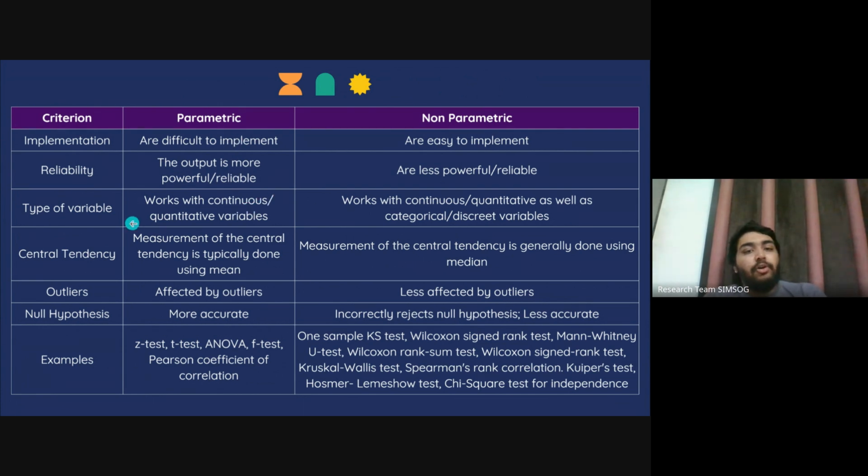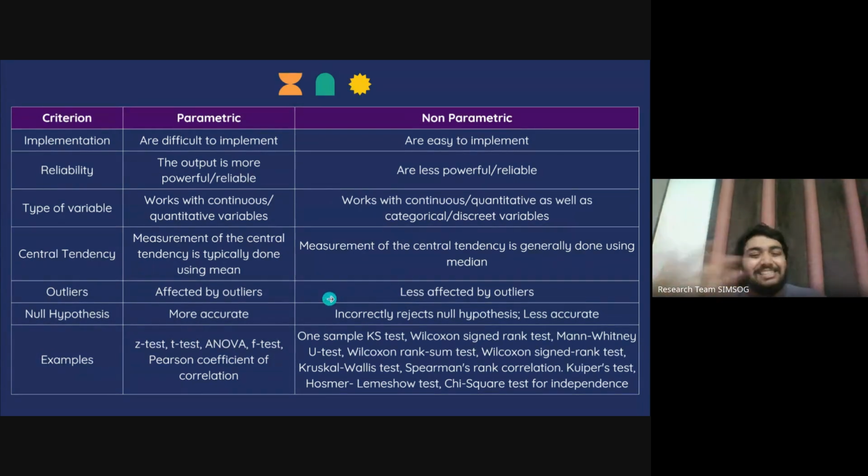Parametric always works with quantitative continuous variables, whereas non-parametric works fine with anything. Central tendency in a parametric test should be the mean, and in non-parametric it is the median. Of course, I told you normal versus non-normal. Outliers: parametric tests are affected by outliers. That's why you cannot use a non-normal distribution, right? But in non-parametric tests, it is less affected.